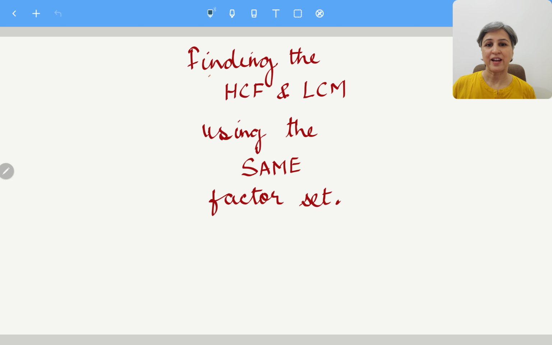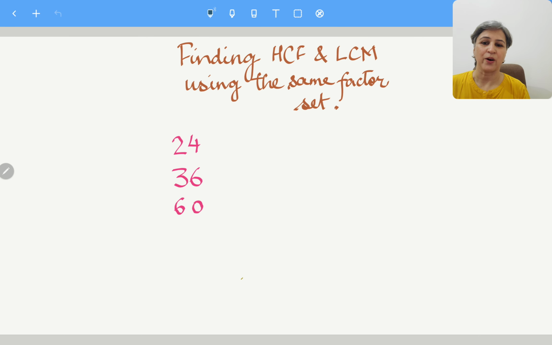Today in this video we are going to see how we can find the HCF and LCM of the given numbers using the same factor set. Yes, you heard it right. If you have been given a few numbers and you have to find both the HCF and LCM of those numbers, then you don't have to solve them separately. You can do it using the same factor set. Okay, let's see how.